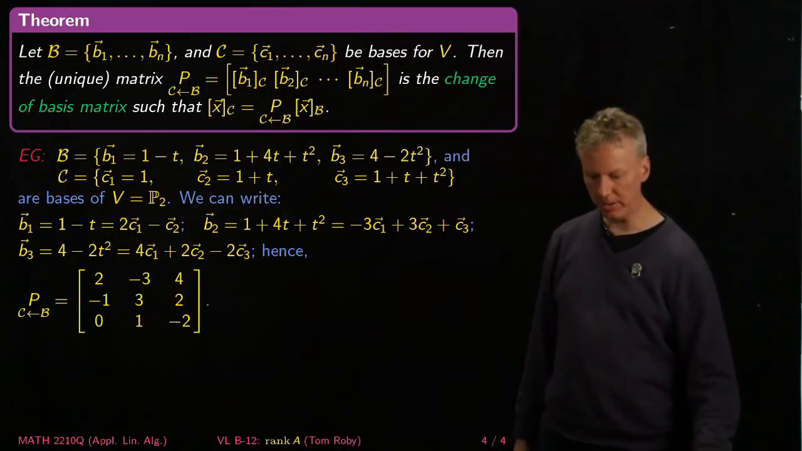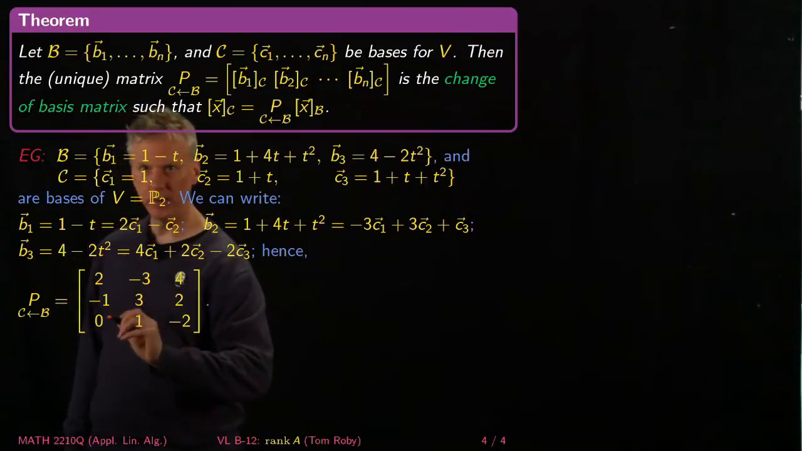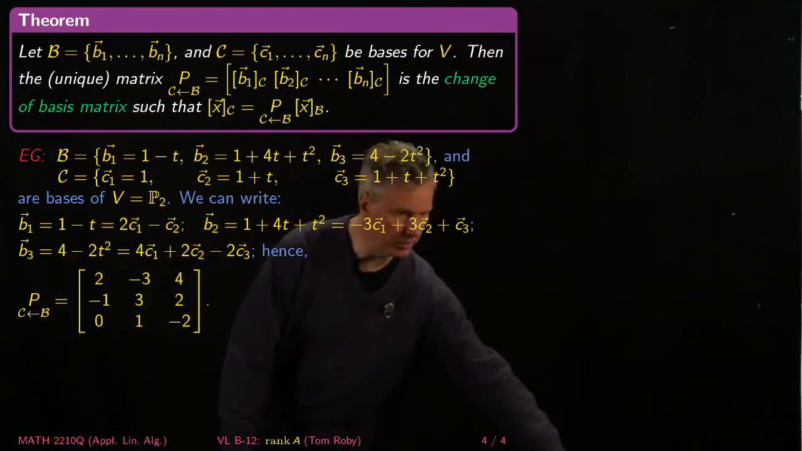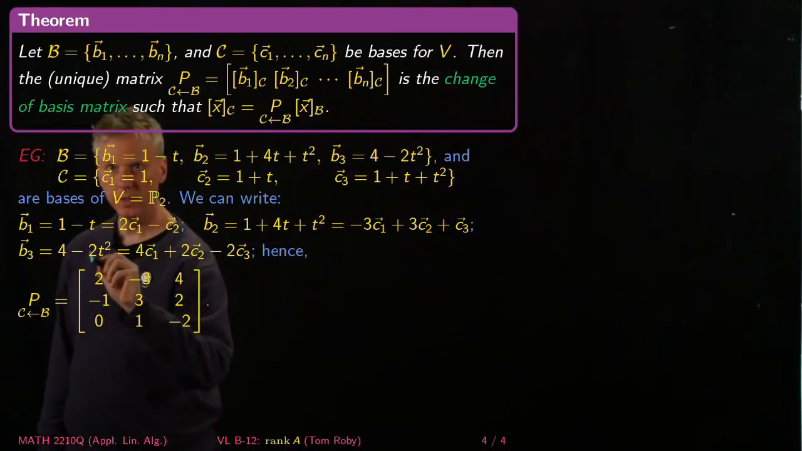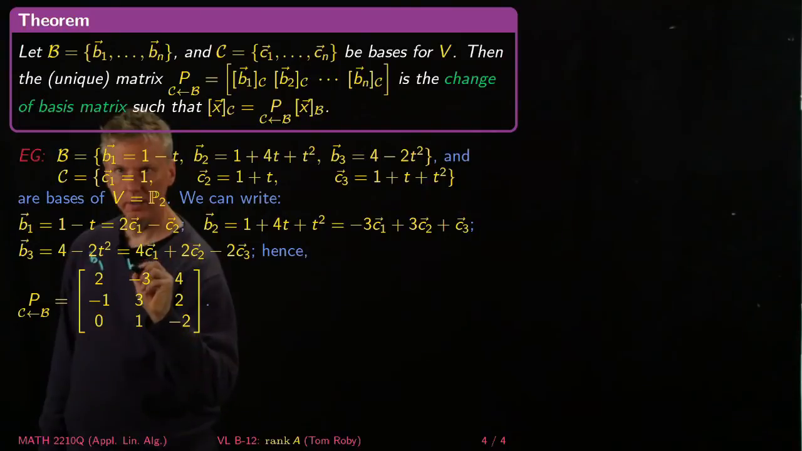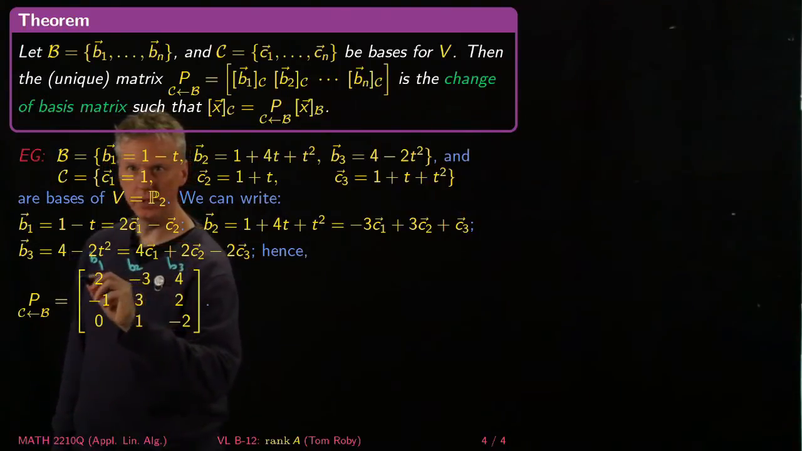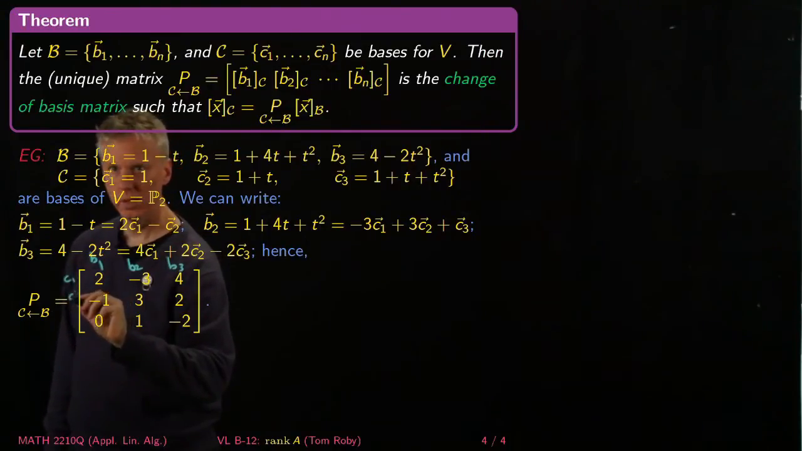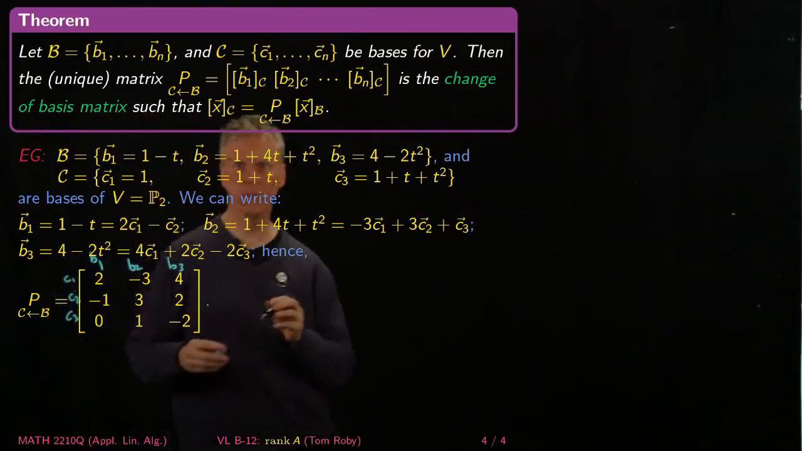This kind of thing will come up a lot, and it's useful to just think that these are my vectors, B1, B2, and B3, and I'm writing each of them in terms of C1, C2, and C3. Okay?